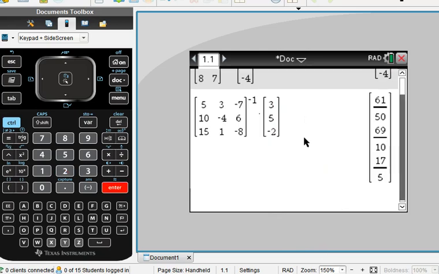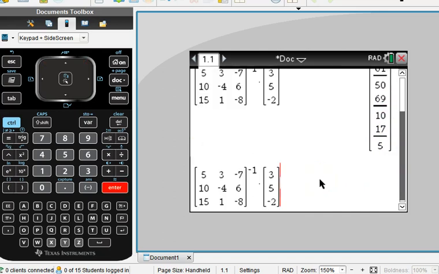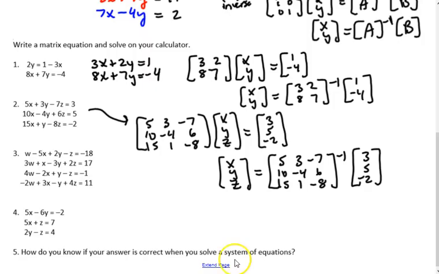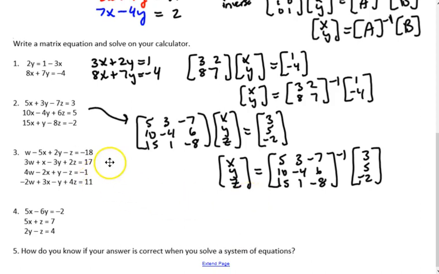Now notice my answer came out in fractions, 61/50, 69/10, 17/5, which is a perfectly good way to tell you what x, y, and z are. But if you select this and do Control Enter, then you'll get the decimal answers. Okay, so that's just like you do with any kind of computation. Let's just look at setting up a couple more of these.